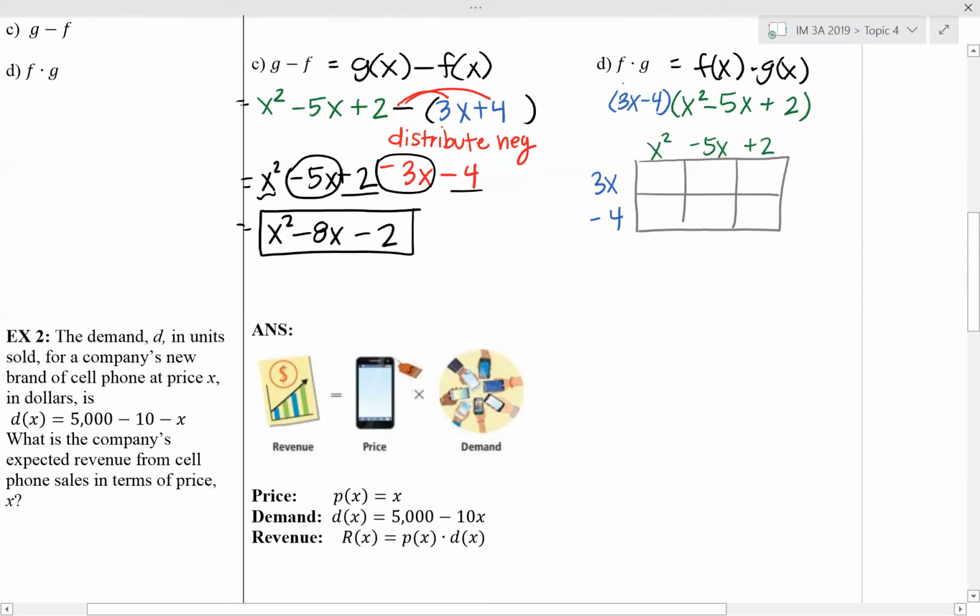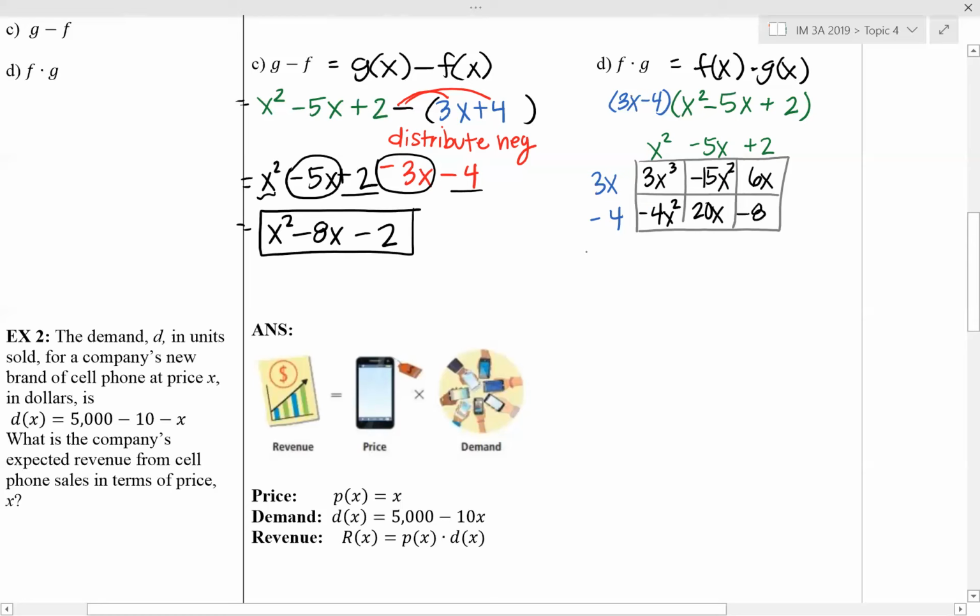So x squared times 3x is going to give us 3x to the third power. 3x times negative 5x is going to give us negative 15x squared. 2 times 3x is positive 6x. And then the second row, I'm going to multiply negative 4 times each term, so that's going to give us negative 4x squared. Negative 4 times negative 5x is going to give us positive 20x. And then negative 4 times 2 is going to give us negative 8.